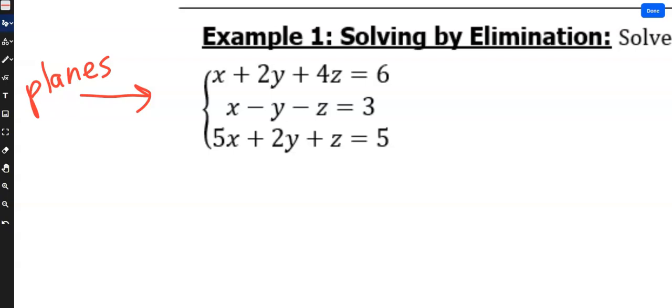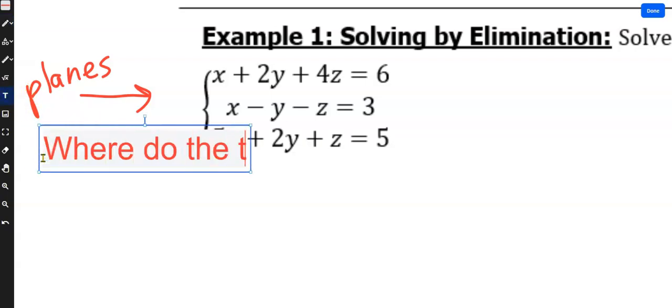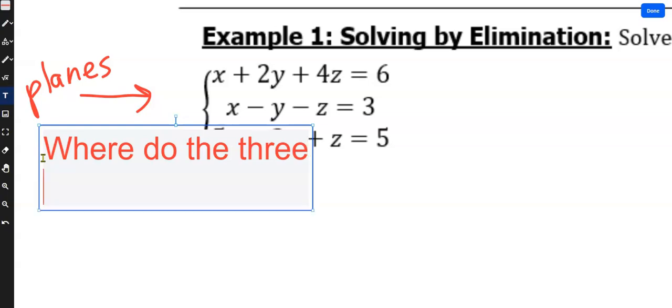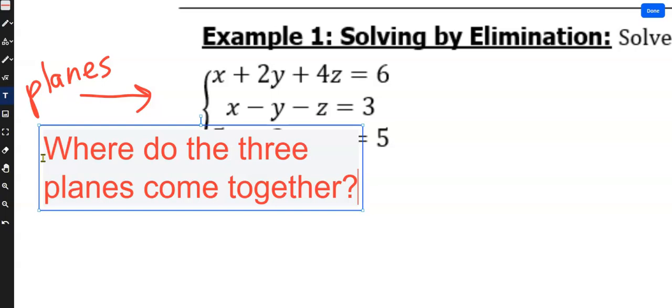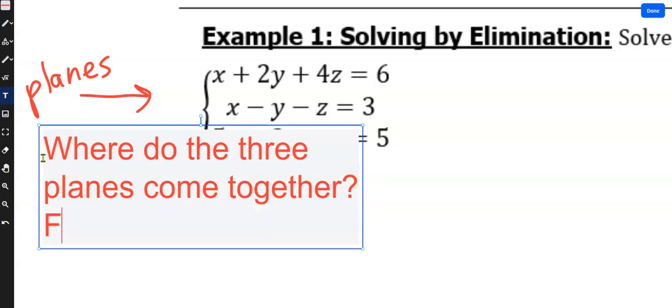But if you intersect the ceiling and two walls, they come together in a point up in the corner. And so what we're actually going to find is the location where the three planes come together. Where do the three planes come together? So we're going to find that location.